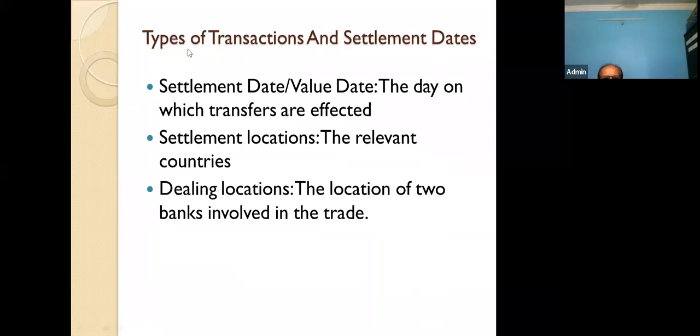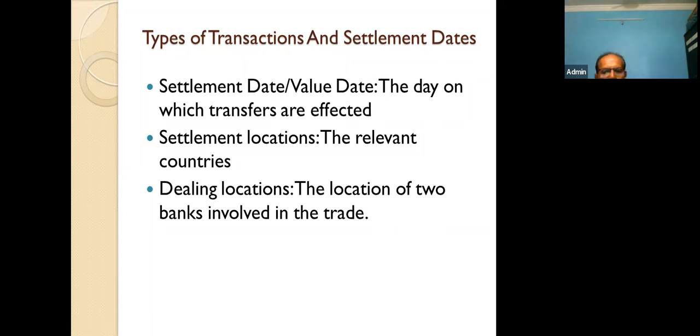Then the next one, another point of our second unit, is types of transaction and settlement dates. Now what is it? Settlement date is also known as value date. Please do remember this. What does settlement date mean? It is the day on which transfers are effected.